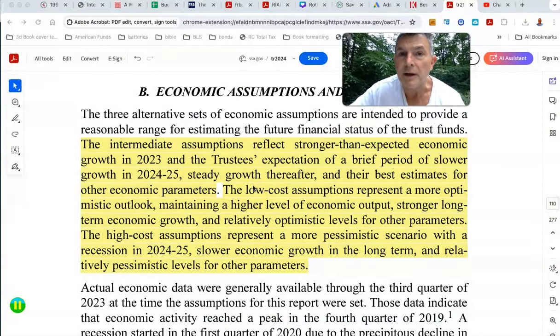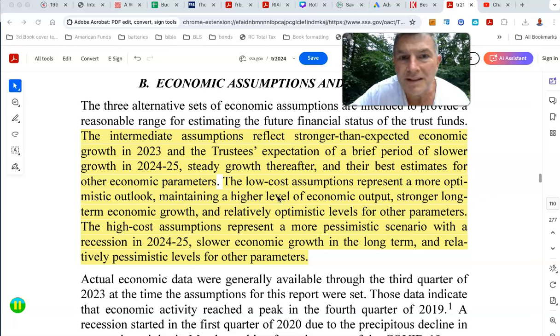So the intermediate assumptions reflect stronger than expected economic growth in 2023. They had written this towards the end of the third quarter of 2023. And the trustees' expectations of a brief period of slower growth in 24 and 25, steady growth thereafter, and their best estimates for other economic parameters. The low-cost assumptions represent a more optimistic outlook, maintaining a higher level of economic output, stronger long-term economic growth, and relatively optimistic levels for other parameters. That's low cost: good economic growth, high level of economic output, stronger long-term economic growth. The high-cost assumptions represent a more pessimistic scenario.